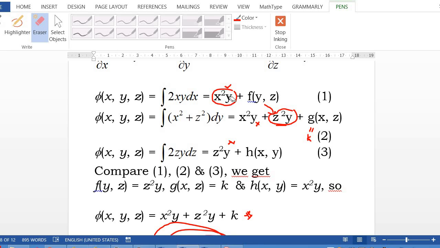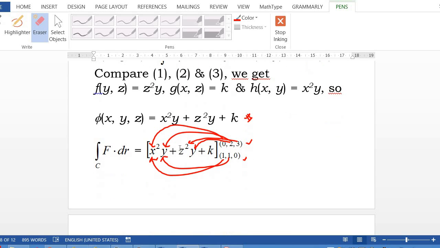The easiest way is, from the three equations, always take only new terms. Don't add up, because if you add up, this term will be counted twice, and your answer for the line integral will be twice as much.